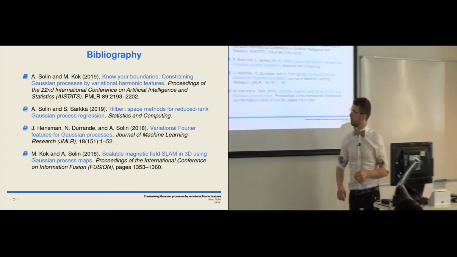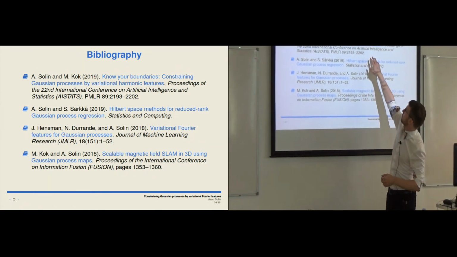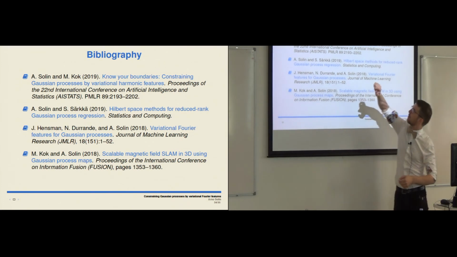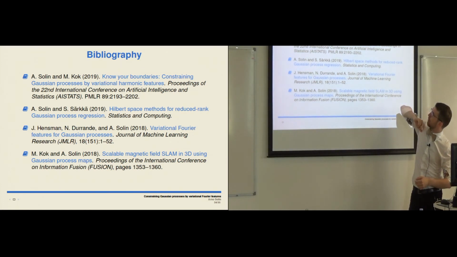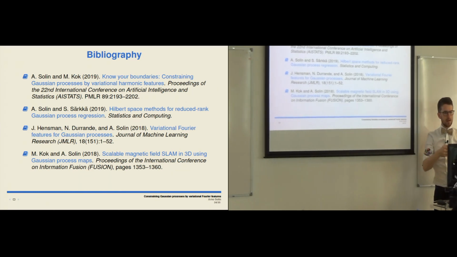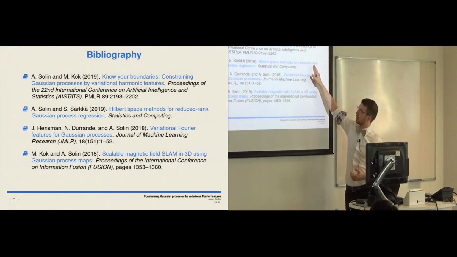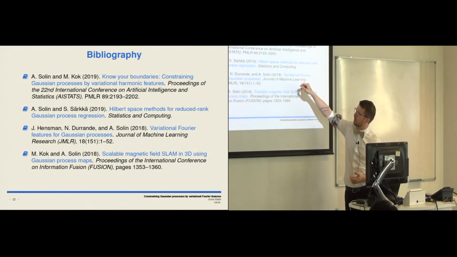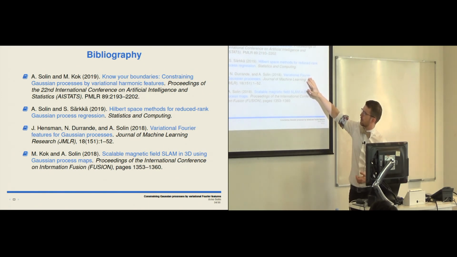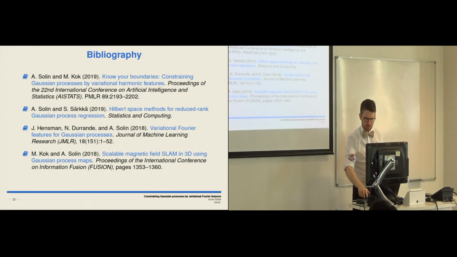I mentioned that it was built on some papers. The constraining to boundary conditions is covered in the AS paper from this year. The original approach for the link between the Laplace operator and the covariance functions was published just some weeks ago, and it also builds on the magnetic field SLAM work, which was published last year, and then earlier work on variational Fourier features by me and Nicholas and James.